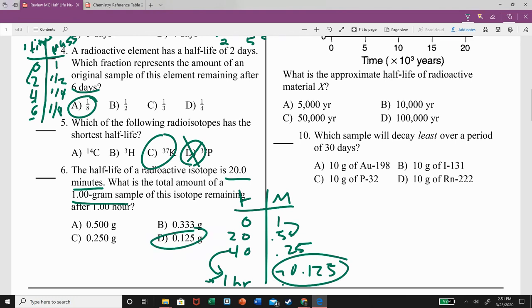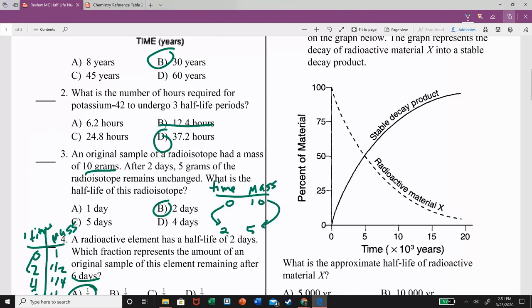Easy? Not easy? Keep practicing. It's the only way to get better. So let's move up to the top and look at our next set of questions.